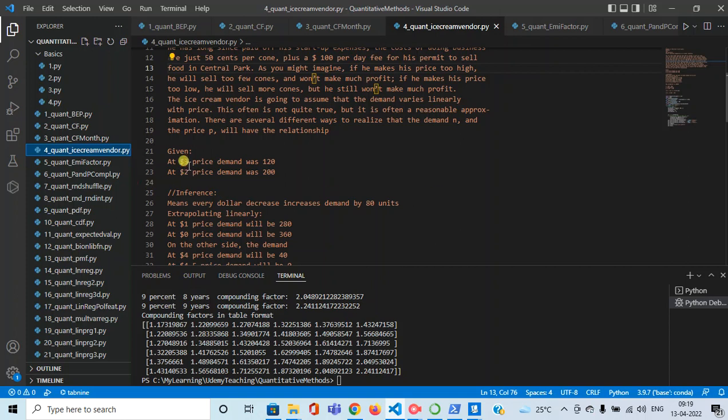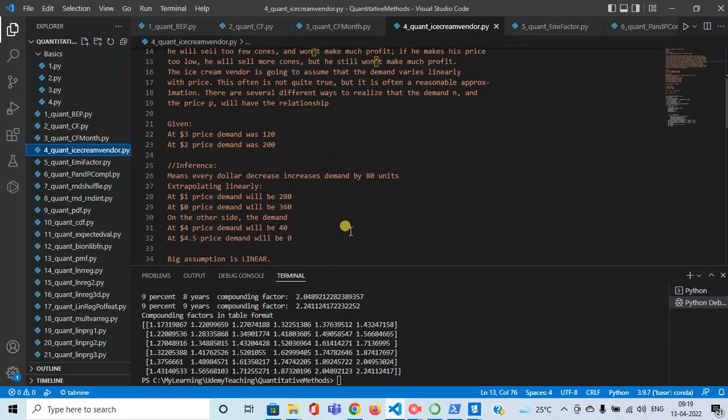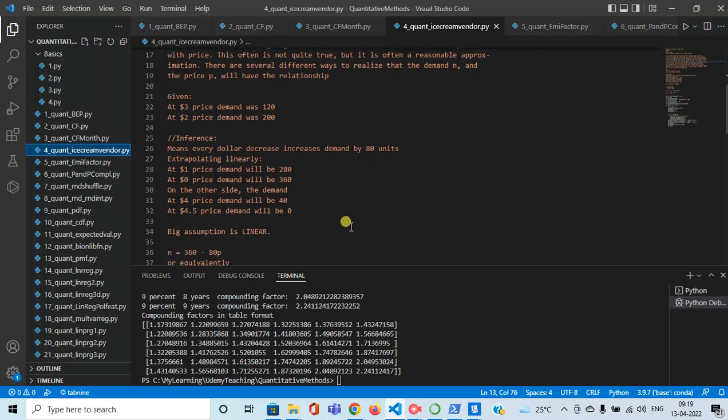So the difference from $3 to $2 was 80, right? For $1, if you extrapolate, it becomes 280. And if he makes it $0, again you extrapolate, 360. And on the other side, for $4, it will be 120 minus 80, that is 40, and for $4.50, it will be 0. The big assumption is that it is linear.